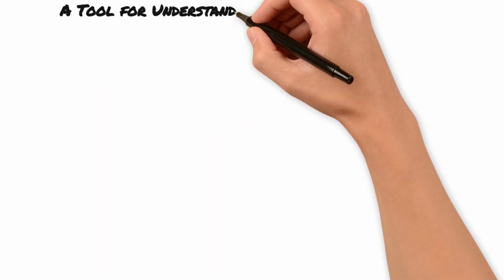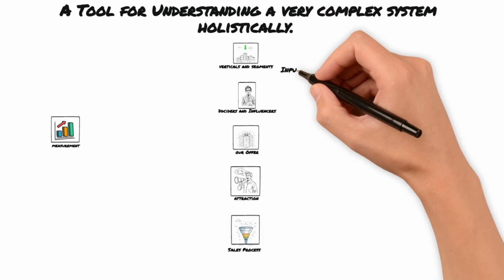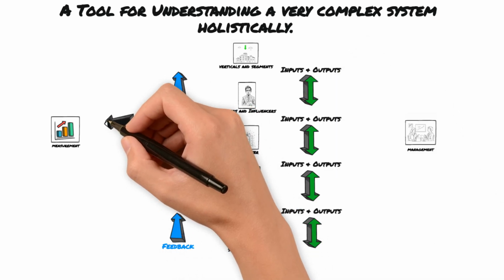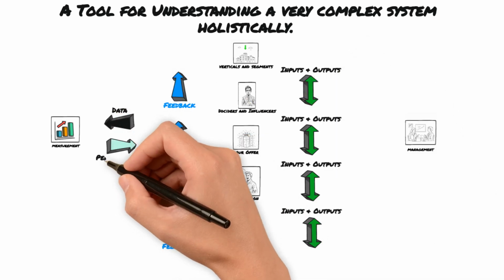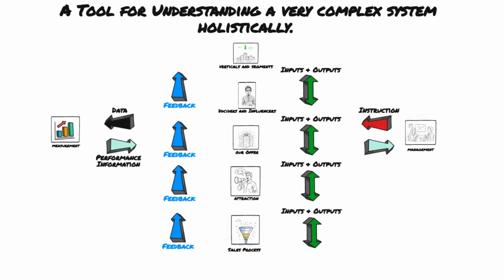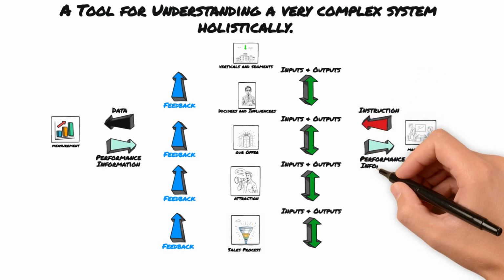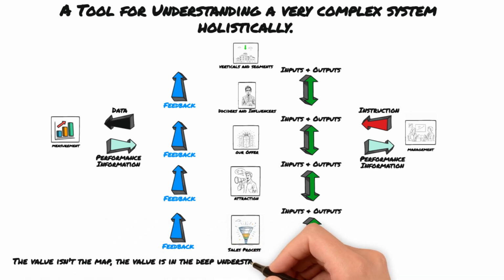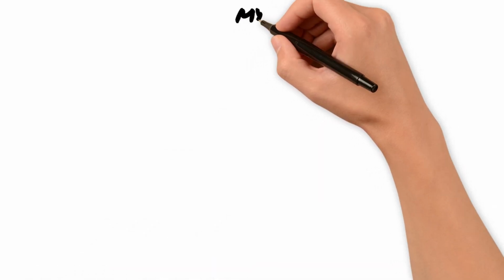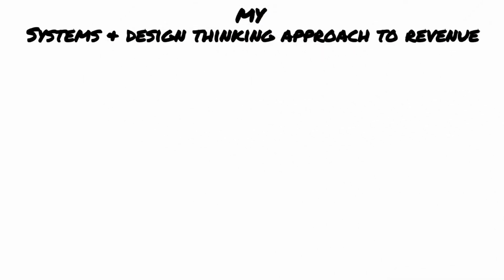The revenue system model is a tool for organizing and managing effectively because it allows stakeholders to understand a complex system holistically. There are inputs and outputs, feedback loops, data flows, performance information flows, instructions to the system. Ultimately, the value isn't the map, it's the deep understanding you gain of the revenue-generating activities and how improving the system improves results. How do you get to that deep understanding and improve your ability to manage revenue?